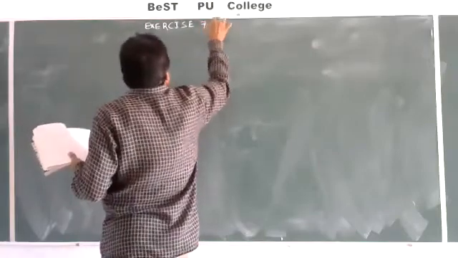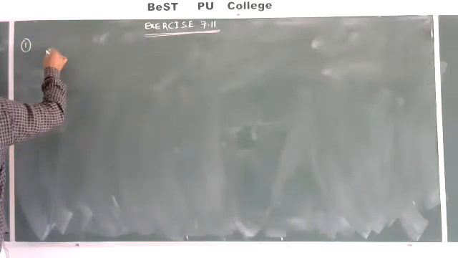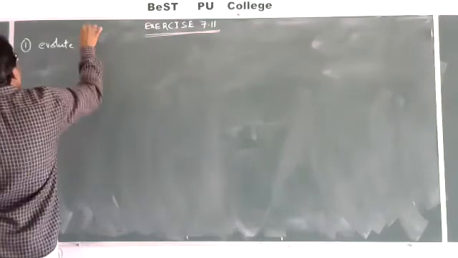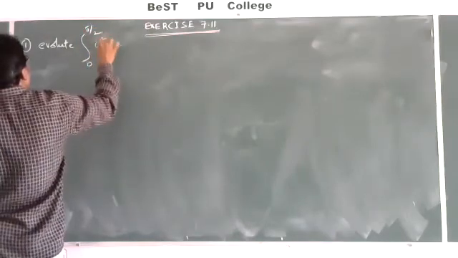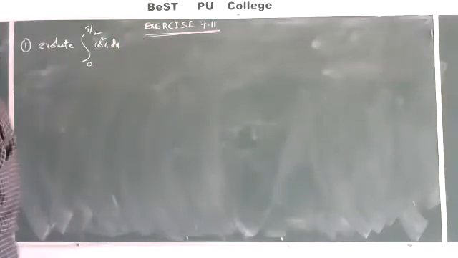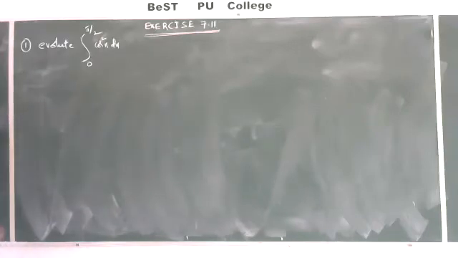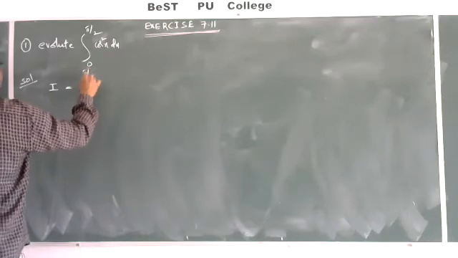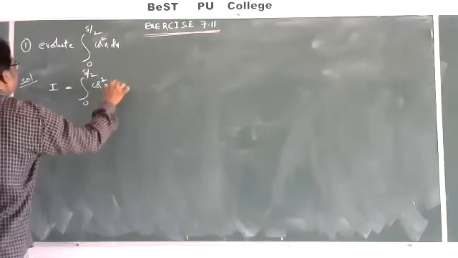Exercise 7.11. First problem. Evaluate the integral from 0 to pi by 2 of cos square x dx. Solution. First you take I is equal to the integral from 0 to pi by 2 of cos square x dx.